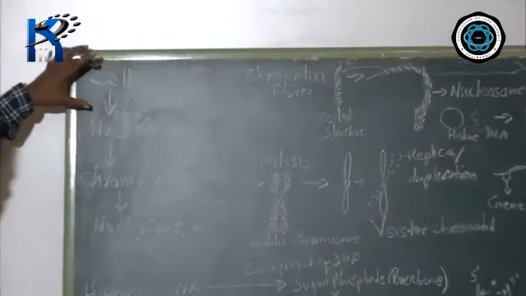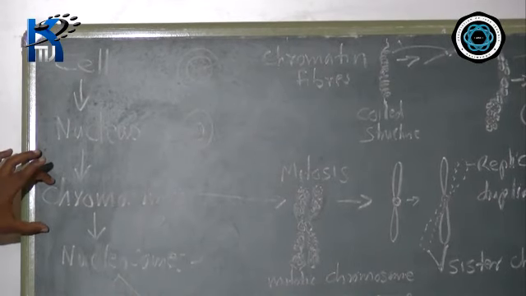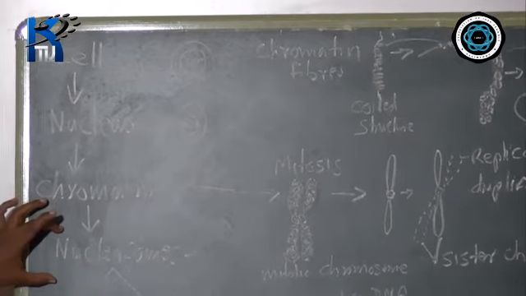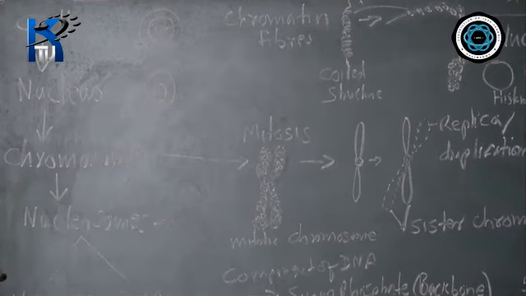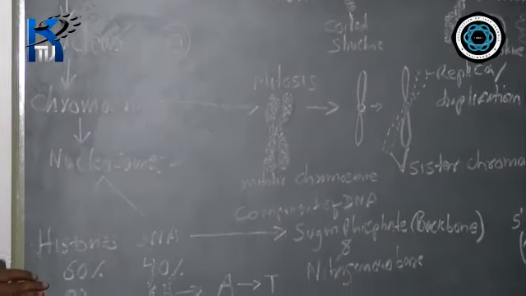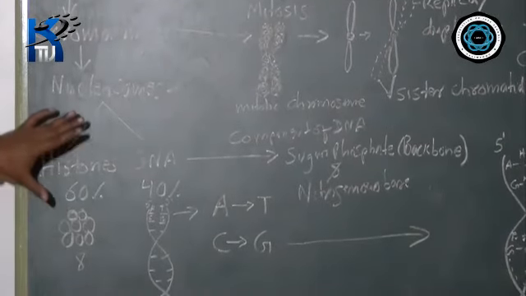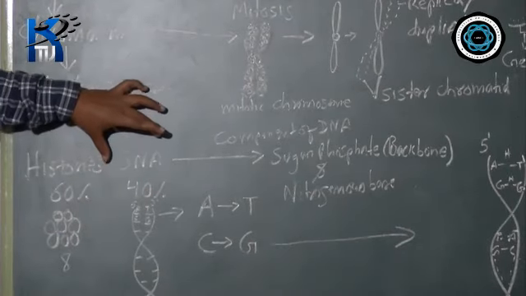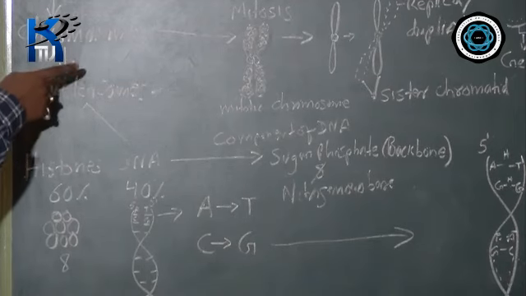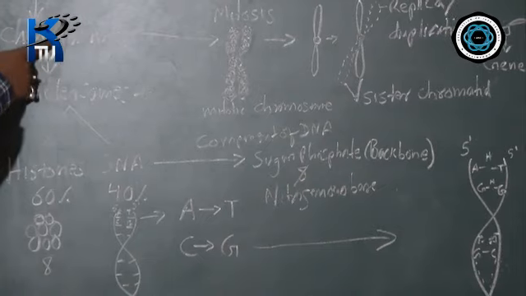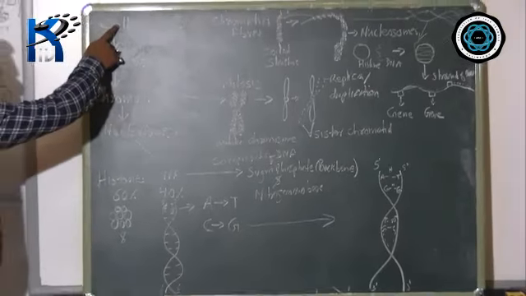Then you have to understand, first of all, we have the cell. Inside the cell there is a nucleus. Inside the nucleus there is a chromosome. Chromosomes are made up of nucleosomes. Nucleosomes are made up of histones, that is 60%. This spherical ball-like structure that you see is the spherical protein that makes up the histones. 40% is DNA. That means histones plus DNA make up nucleosomes. Nucleosomes together make up the chromosome. The chromosome is inside the nucleus. And where is the nucleus found? The nucleus is found inside the cell.